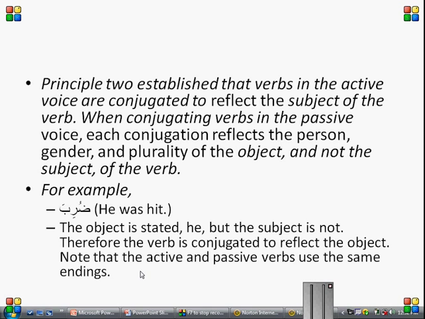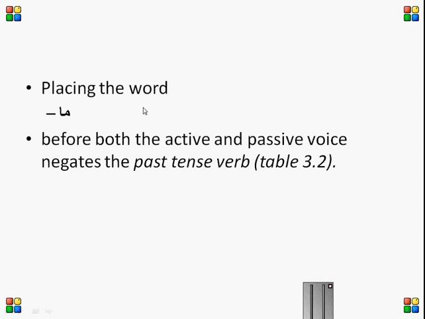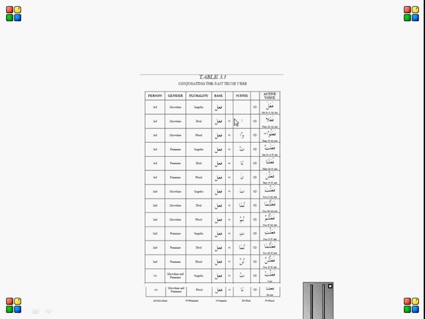And note that the active and the passive verbs use the same endings. Okay. Placing the word ma before both the active and the passive voice negates the past tense verb. Okay, so it becomes he did not do, or he was not done. The latter is for the passive, because it was he was done, he was not done. If you put a ma before it, so ma fa'ila or ma fa'ala.